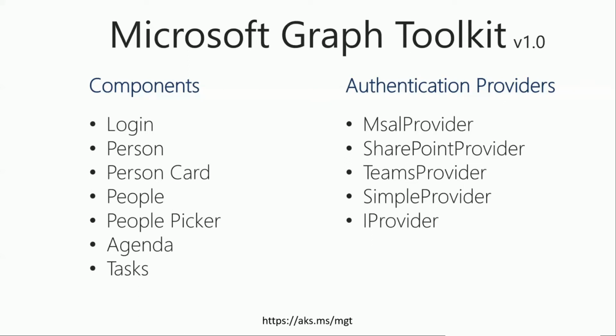We have a person component that can display a person from the graph, a person card that can display details for a person, a people component that can display a group of people that are most relevant to you or from a group. People picker allows you to search for people in your organization, whether they're in a group or global in your organization. Agenda control to list events, and a task control to help you work with tasks that might be in Planner or Microsoft To Do.